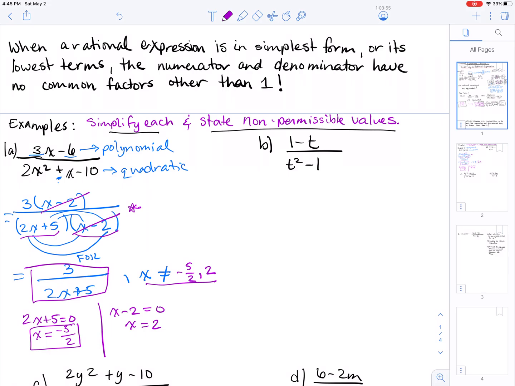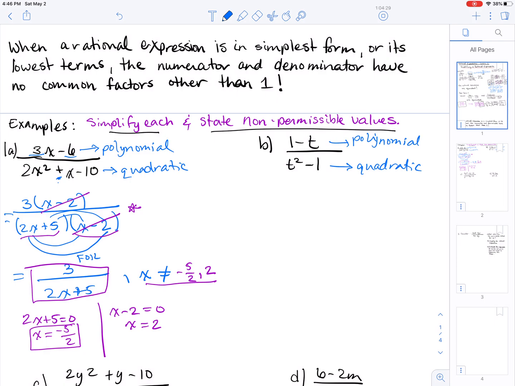Let's do one more before you do a couple on your own. I have 1 minus t divided by t squared minus 1. So again, I have a polynomial and I have a quadratic. These ones just happen to have polynomials on the numerator for both these examples, but I could have had a quadratic. You would follow the same steps for the quadratic as I'm going to do on the denominator.